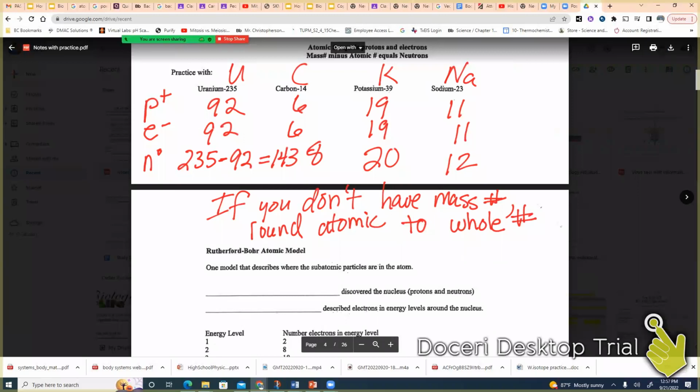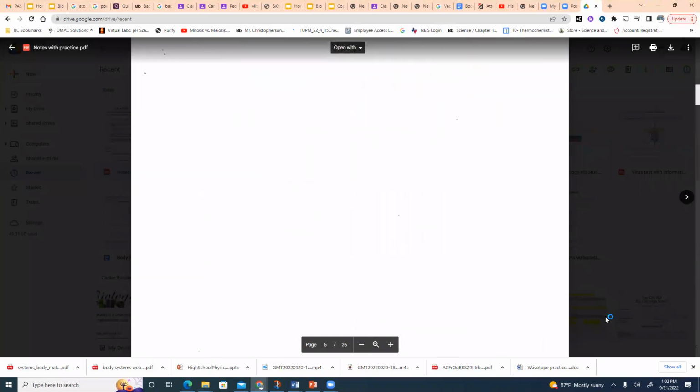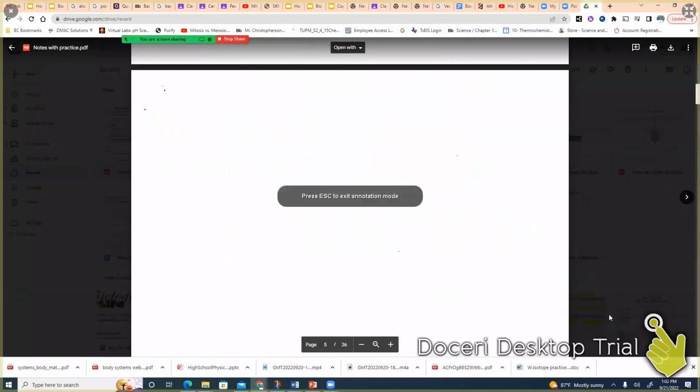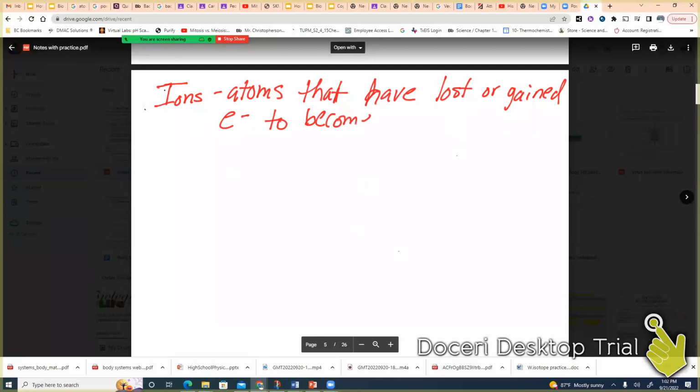All right, so these are all neutral atoms where your protons are equal to your electrons, and we're going to talk about ions next. So if you go maybe a page over or so, I put in a blank sheet of paper for you. We can talk about ions, which we use a lot. All right, so ions, they are atoms that have lost or gained electrons to become more stable.